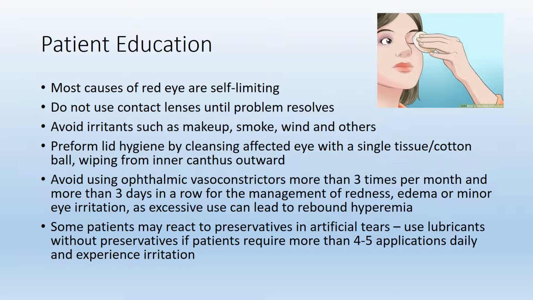You also want to encourage patients to avoid using ophthalmic vasoconstrictors more than 3 times a month or for more than 3 days in a row, as this can result in a rebound hyperemia. And some patients may also have a reaction to preservatives found in artificial tears. So if a patient does require artificial tears, you want to encourage them to use one without preservatives if they find that that is an irritation for their eyes.